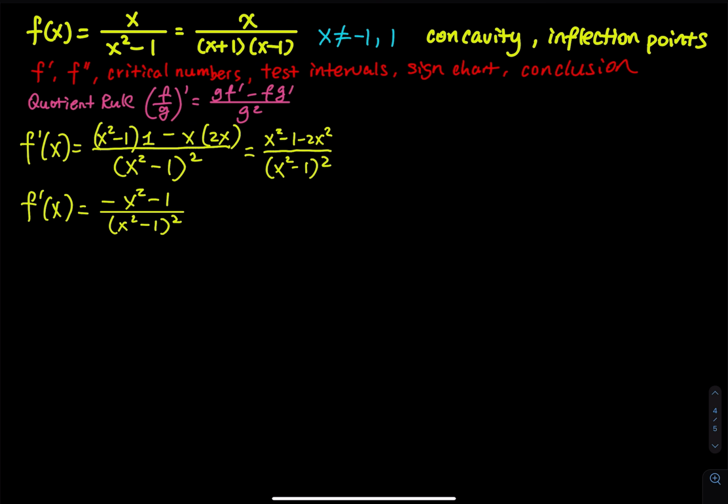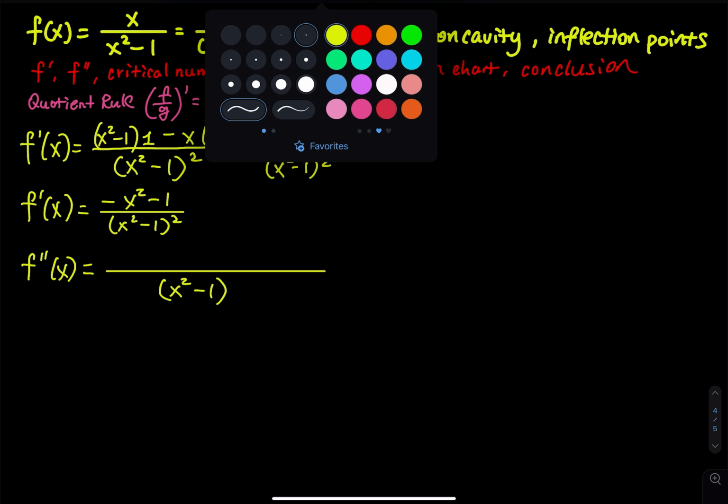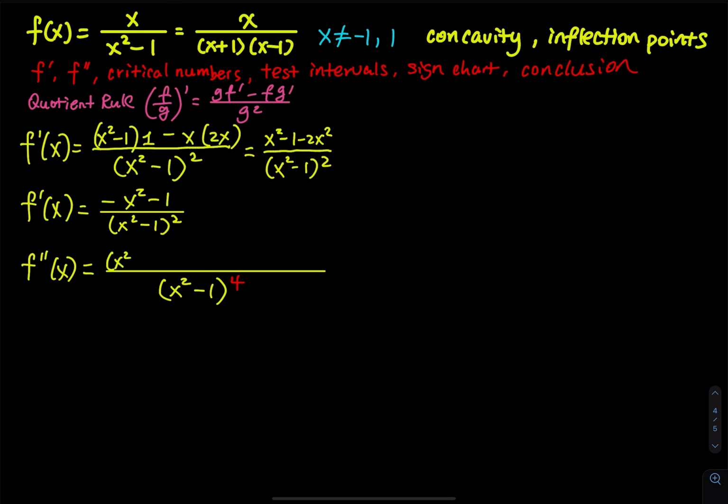So double prime. The bottom is the square of the square. Therefore, I'm going to prepare a long fraction bar first, and then x squared minus 1. So you square the square, and that gives you a fourth power down there. And then the top, we follow g. So g is x squared minus 1 squared, times f prime, the derivative of the top, which is negative 2x.